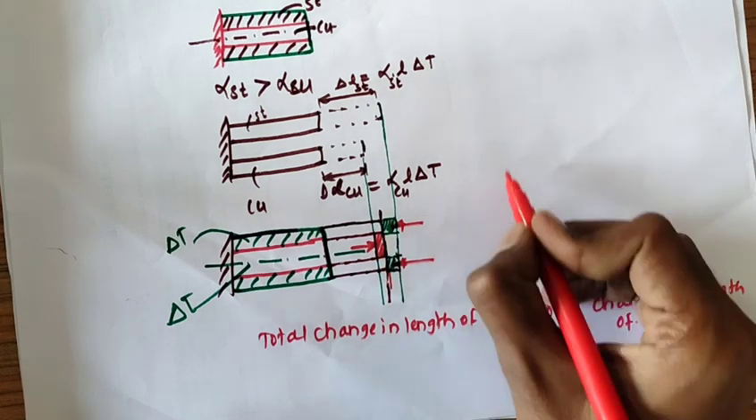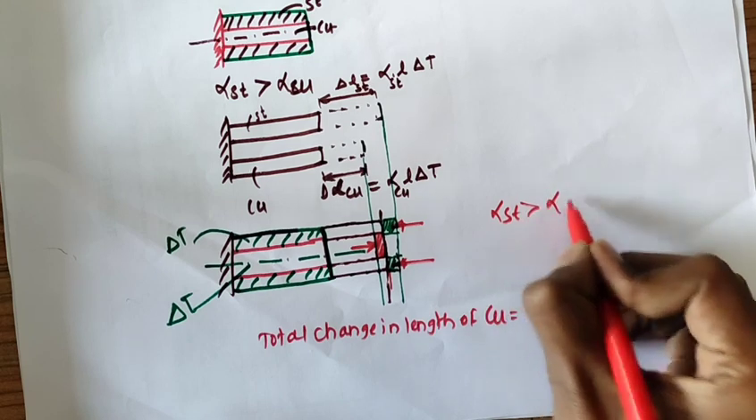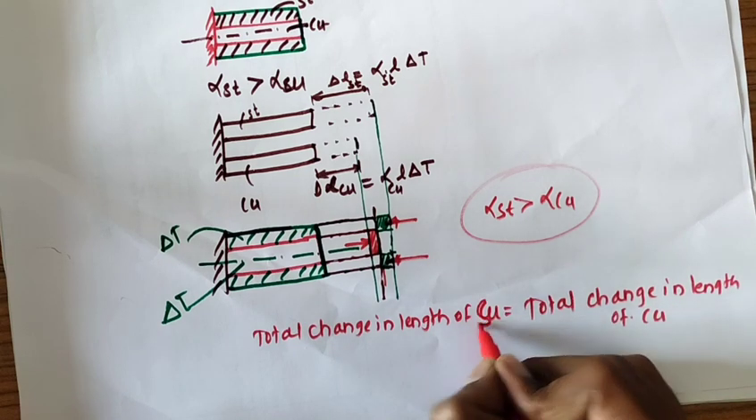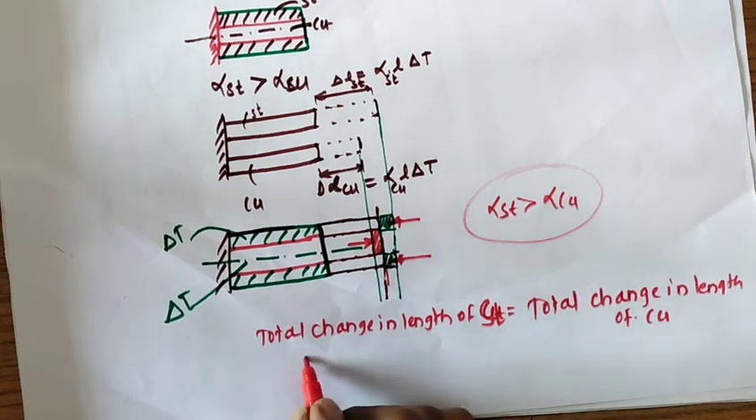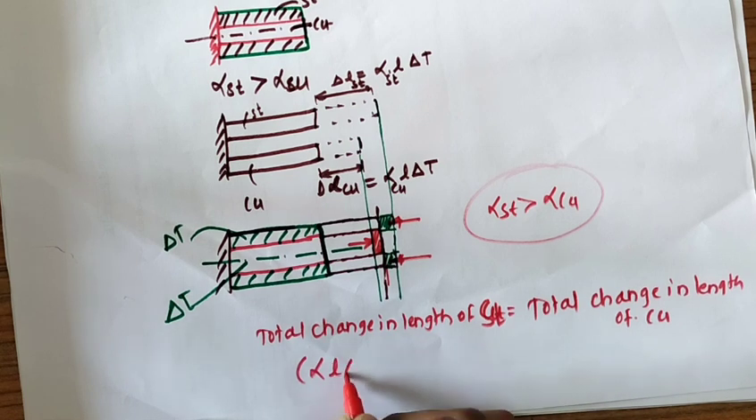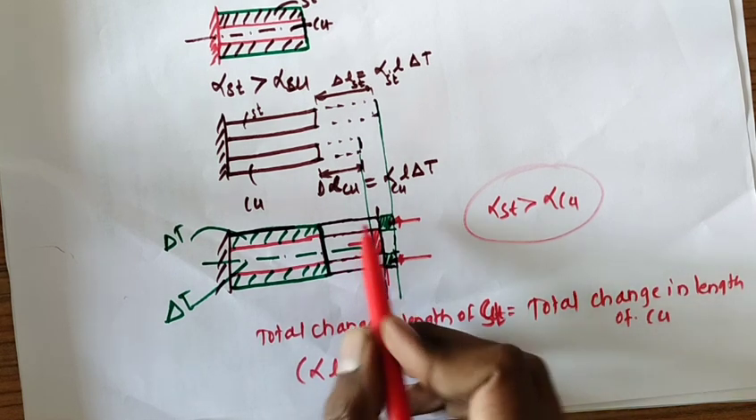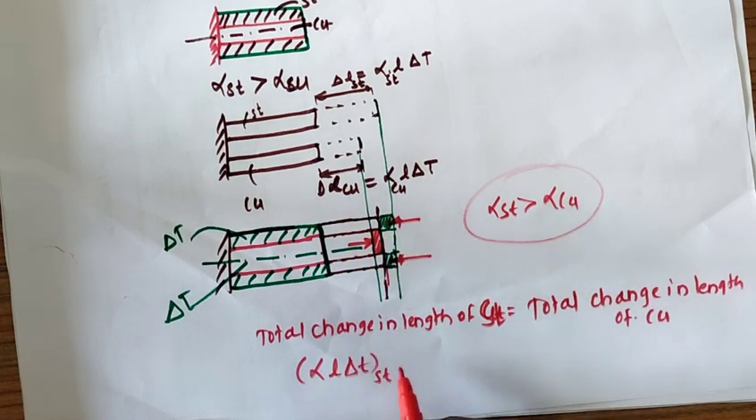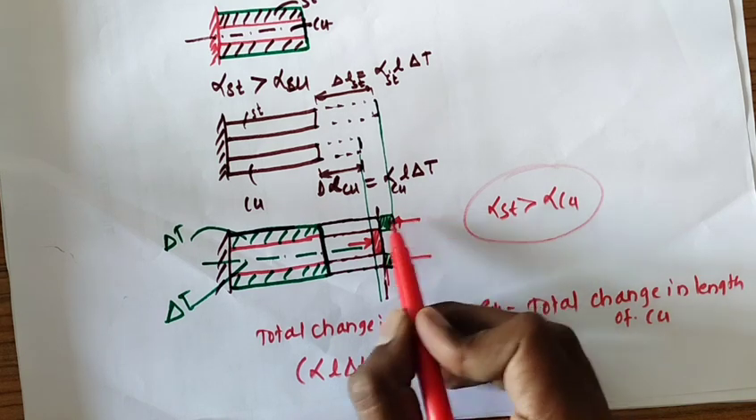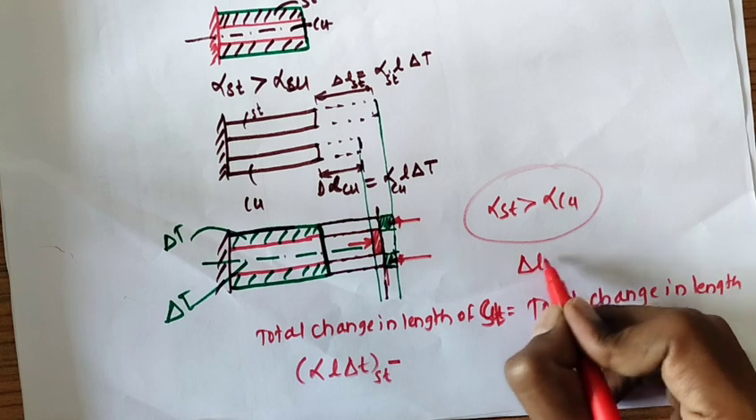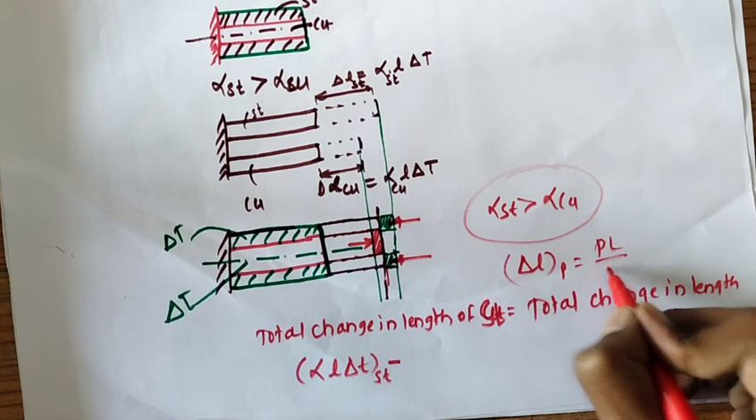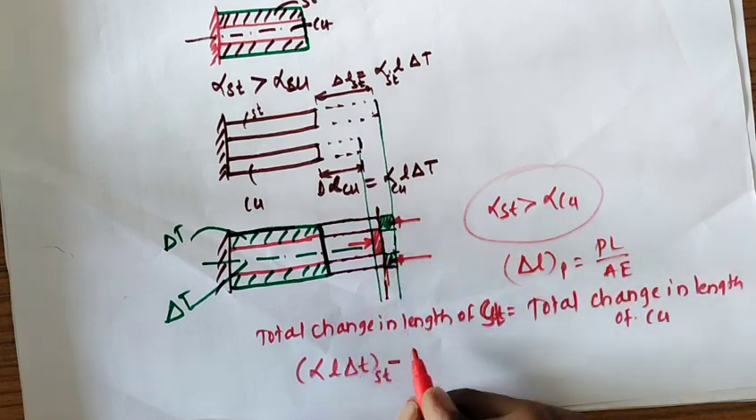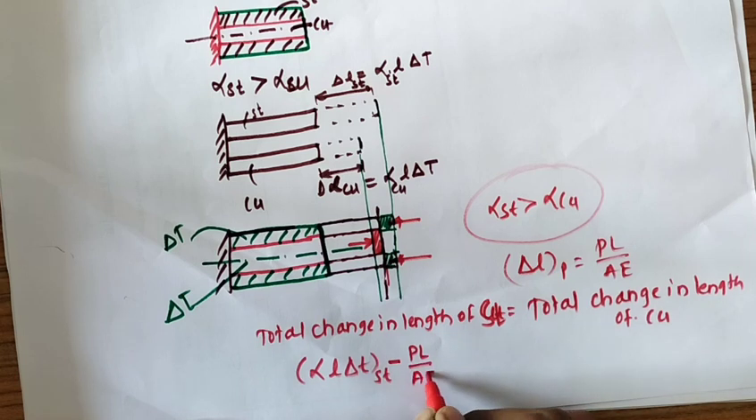So we can write alpha St is greater than alpha Cu. Remember this. So this is for steel, and this is for copper. For steel, free expansion is alpha L delta T of steel. So it is up to here, but this much amount gets reduced due to this compressive force. And how much is it? It is equal to PL upon E, because when there is a force acting on a bar, change in length delta L due to force P is equal to PL upon E. So due to this compressive force, this much amount reduces. So what can I write? PL upon AE.